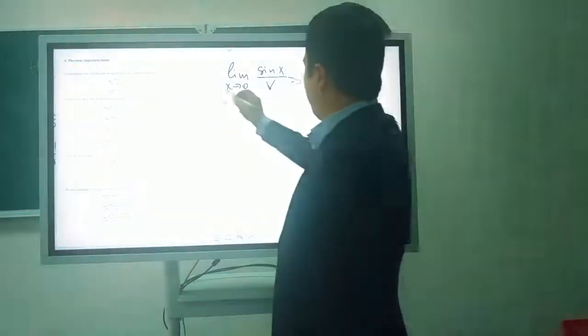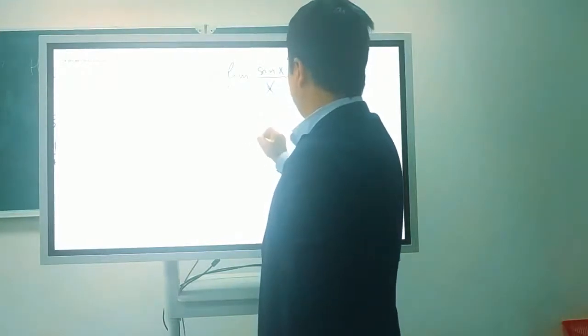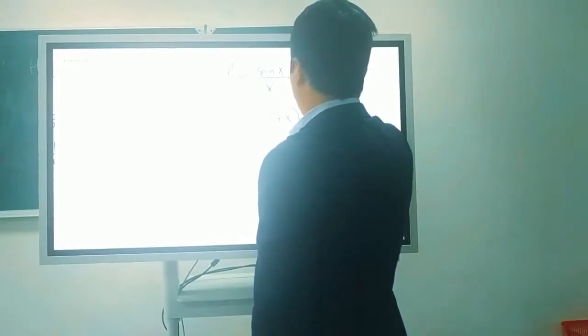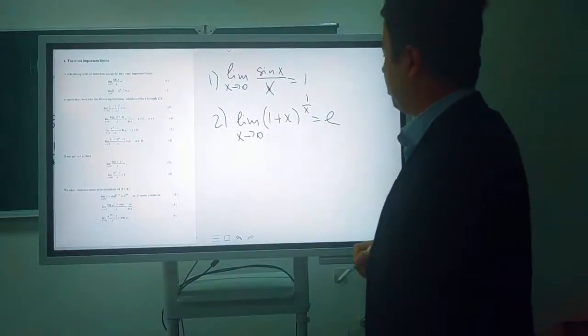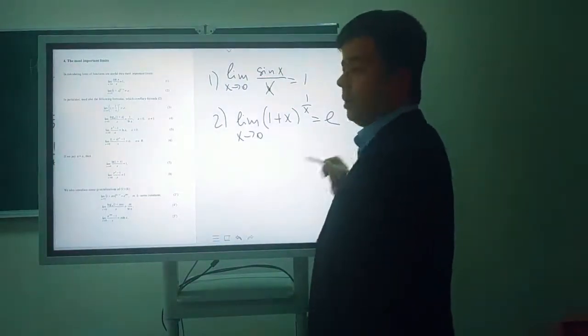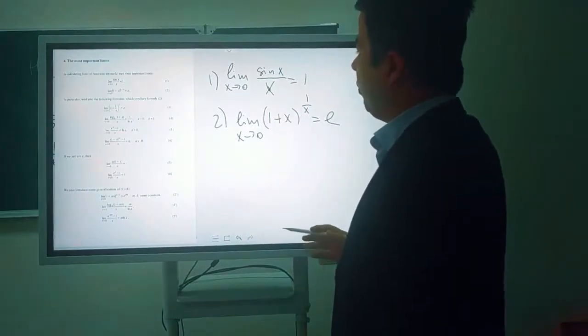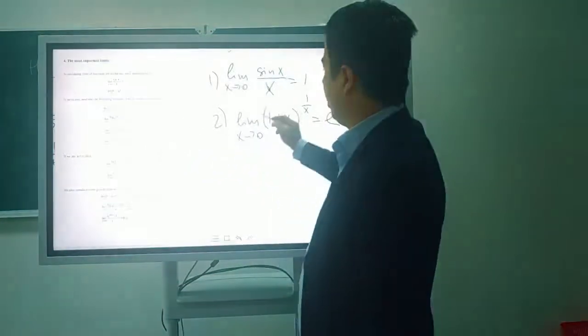And the next one is this. The second one is the limit as x tends to 0 of (1 plus x) to the power of 1 over x. This is number E. If you remember, we considered in numerical sequences also the same one, but with natural numbers here. And we have corollaries of this second one.